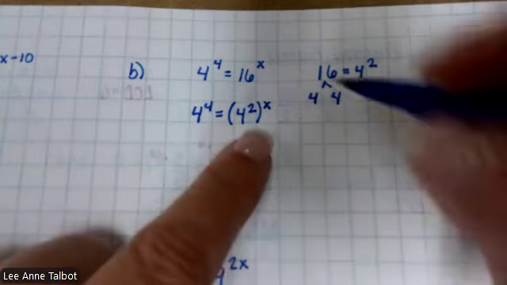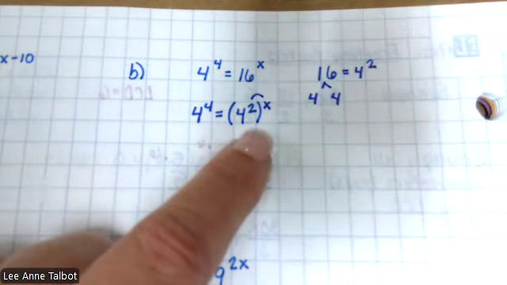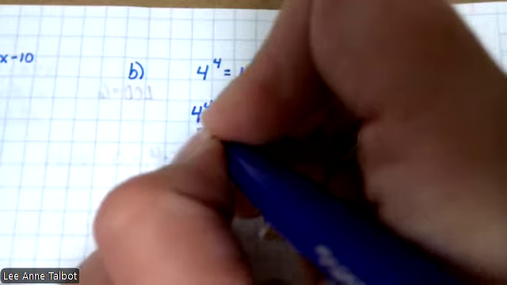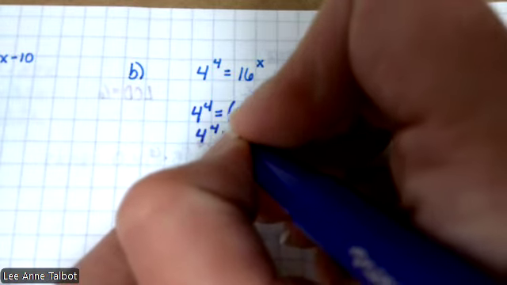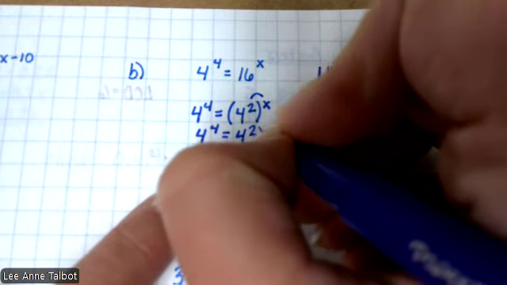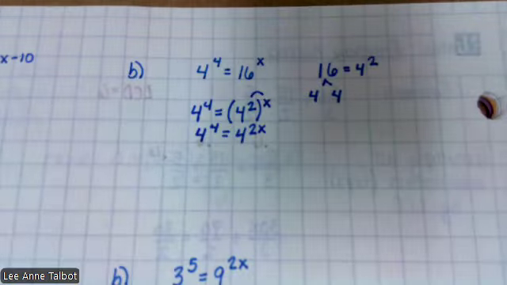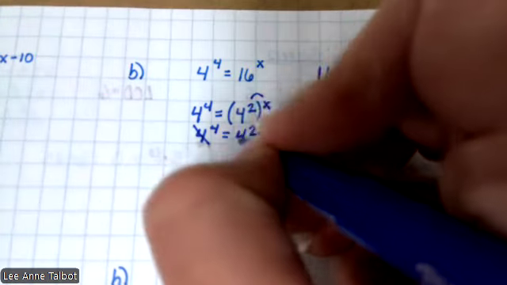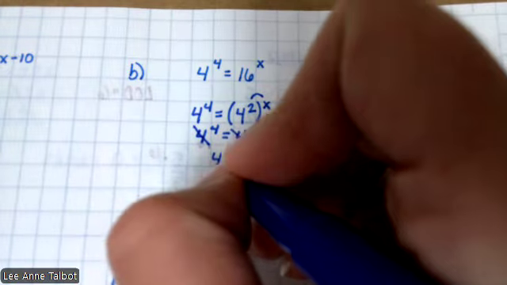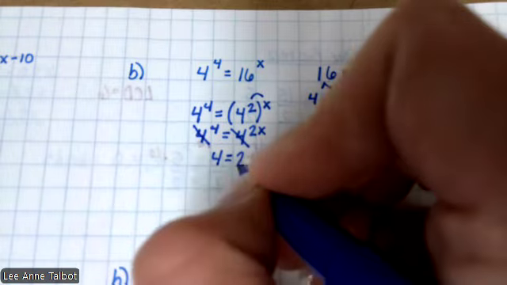Okay, now remember your exponent rules. These two will multiply. So you have 4 to the 4 equals 4 to the 2x. Okay, now, do I have the same base? Yep. Great news. They cancel out.